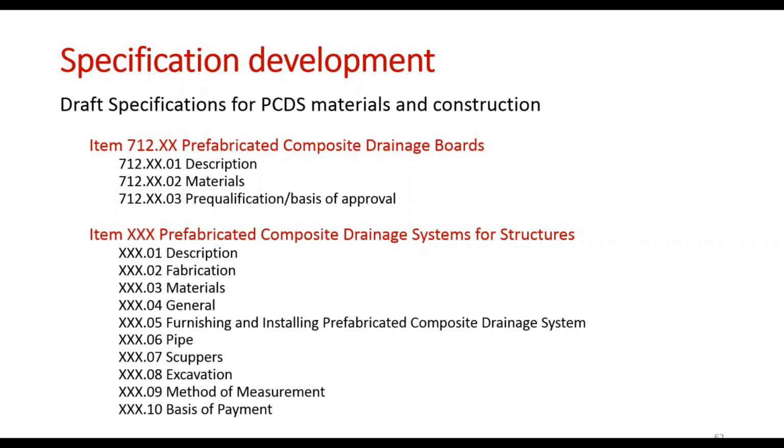And for the construction as a whole, this item will be similar to Item 518, which is a porous backfill specification. So we have some sub-items regarding the description, fabrication, material, and also this .05, which specifies the construction process, so furnishing and installation of this system.